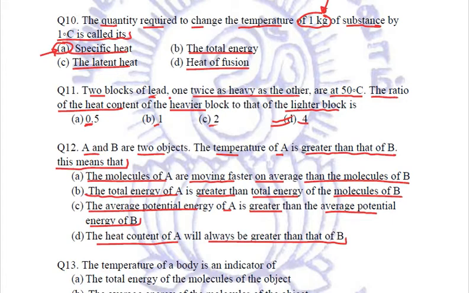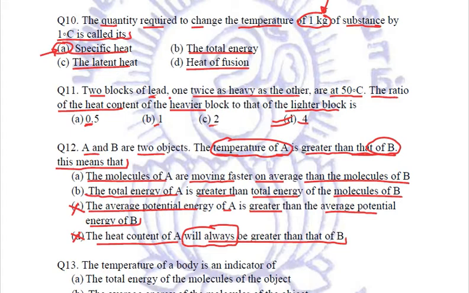Now, since we are talking about the temperature of A greater than the temperature of B, it is not at all related to the potential energy. Directly strike off option number C. Secondly, when we are talking about temperature, it doesn't mean that heat content of A will always be greater than that of B. It can't be always.